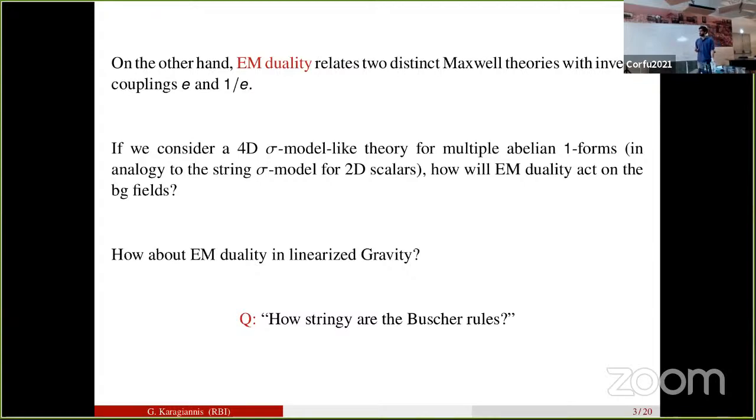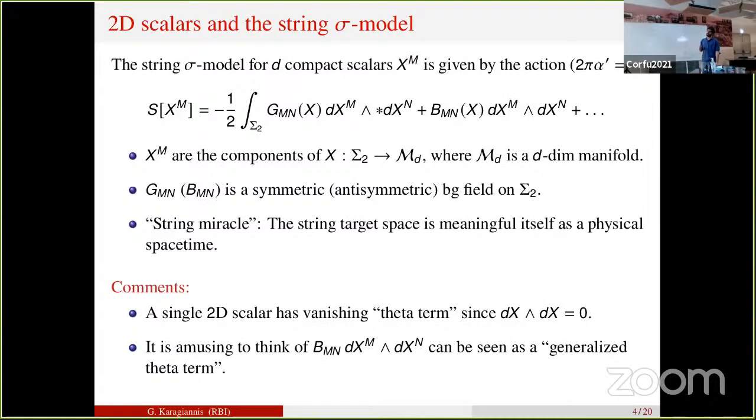So I'm going to elaborate that the answer to this question is negative. I mean that they're not stringy at all. So let me begin by reviewing the most well-known case, which is the two-dimensional scalars and the string sigma model.